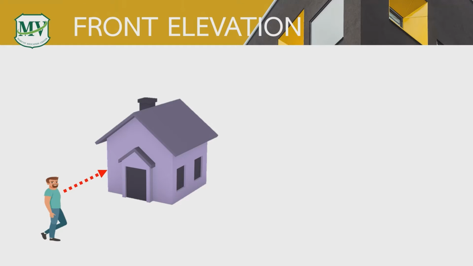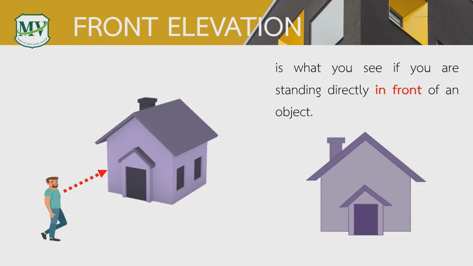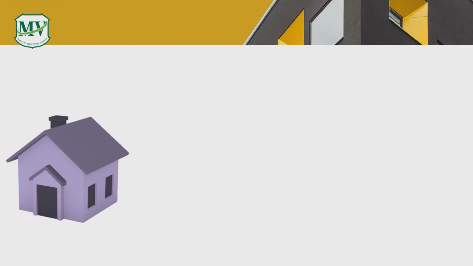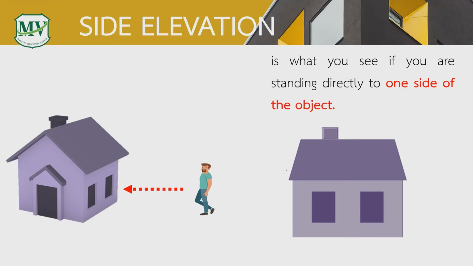Our next one is what we call front elevation. Front elevation is what you see if you are standing directly in front of an object. Sometimes it is also called a front view. Our last one is what we call side elevation. Side elevation is what you see if you are standing directly to one side of the object. It is also called a side view.